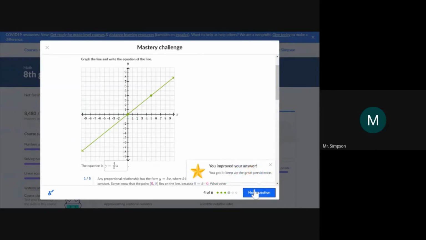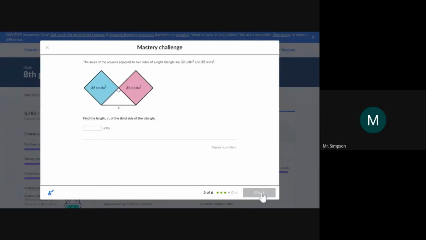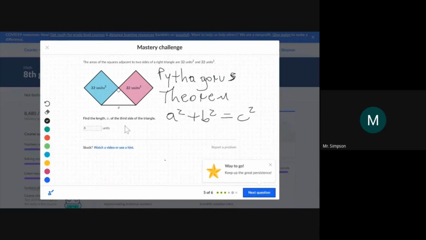All right. Now this one we did before, remember? This one says the areas of the squares adjacent to two sides of a right angle triangle are 32 units square and 32 units square. So again, this is a right angle triangle. It says find the length x of the third side of the triangle. Okay, so let me write it out for you.